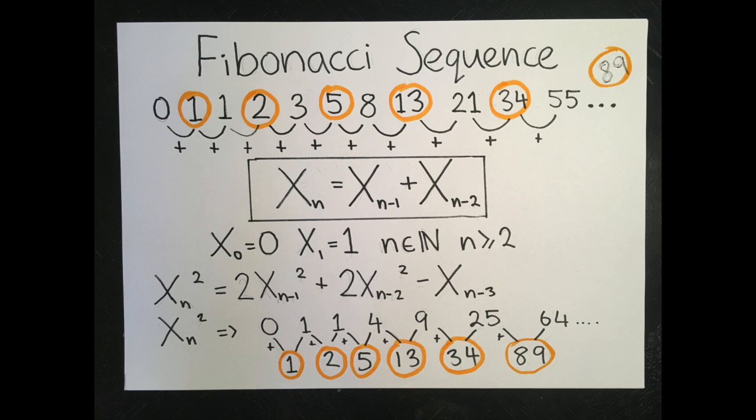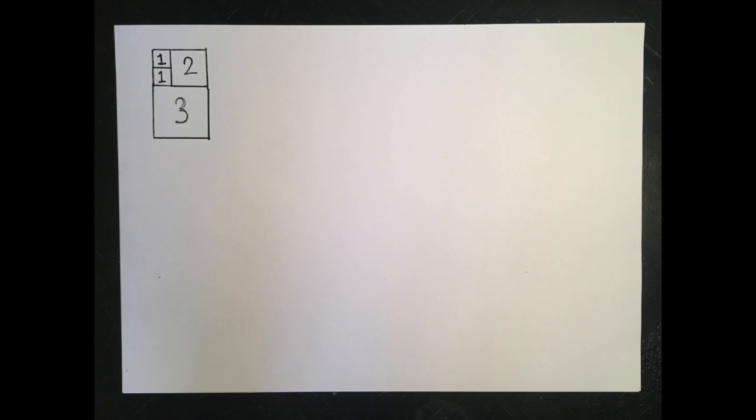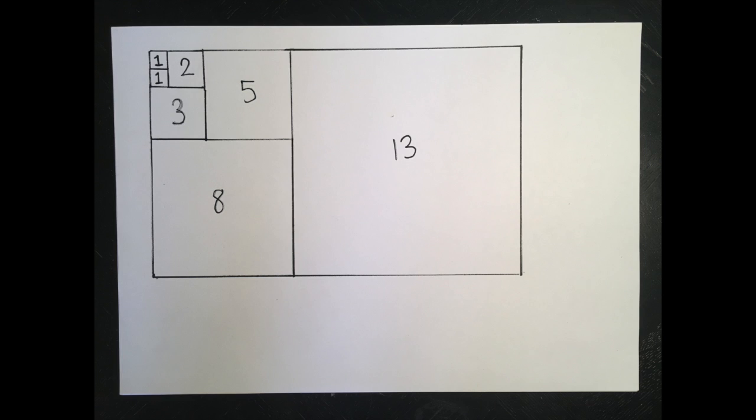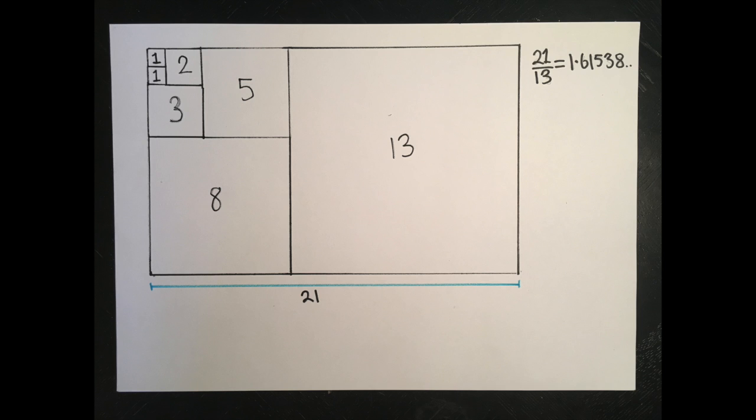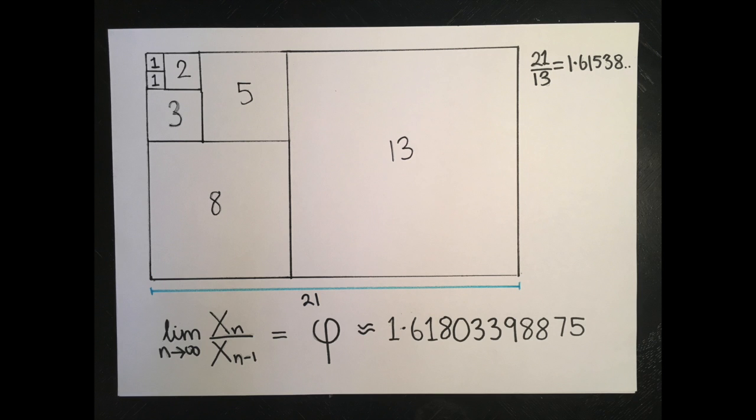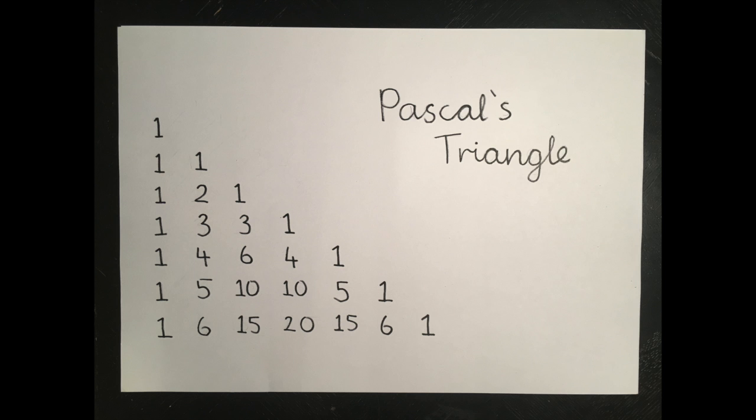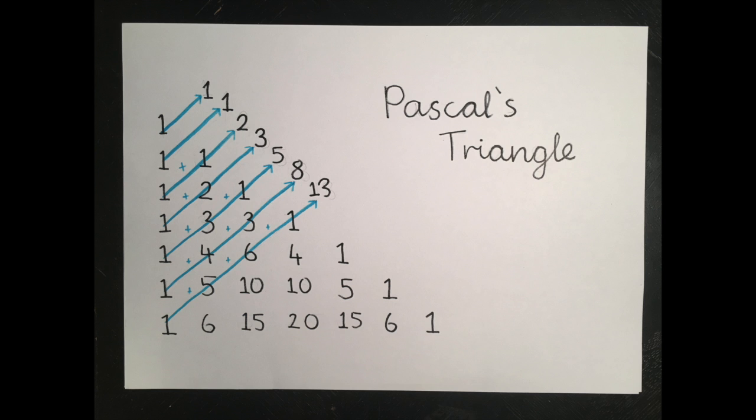For example, if we construct squares with the width of the Fibonacci numbers, the squares fit neatly together to make a rectangle. As more squares are added, the ratio of the sides of the rectangle approaches the golden ratio, an irrational number denoted by the symbol phi. This is because the ratio of two successive Fibonacci terms accurately approximates the golden ratio as the terms become arbitrarily large. The ratio appears again and again in nature and geometry. The Fibonacci sequence is also found when you take the sum of the oblique diagonals in Pascal's triangle.